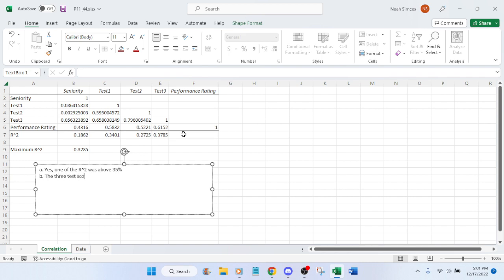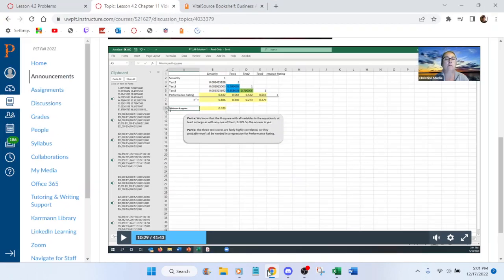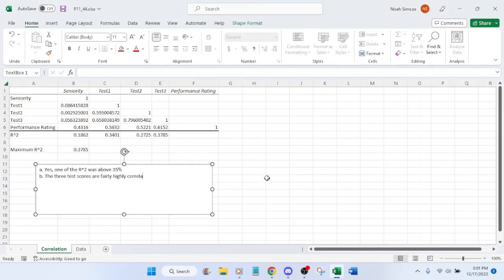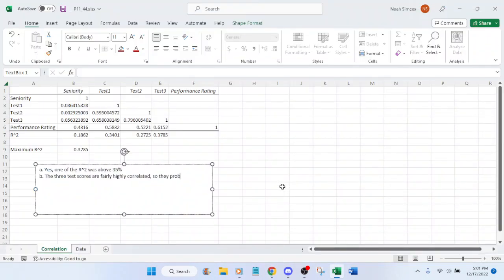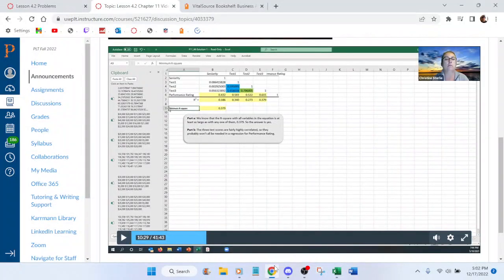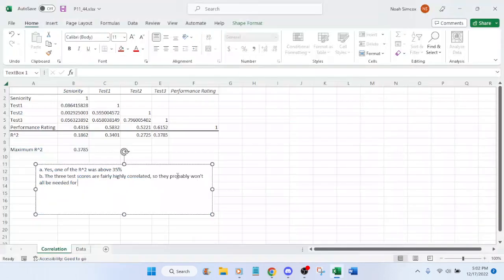The 3 test scores are fairly highly correlated. Dang it! I forgot how to spell correlated. So they probably won't all be needed in a regression for performance rating.